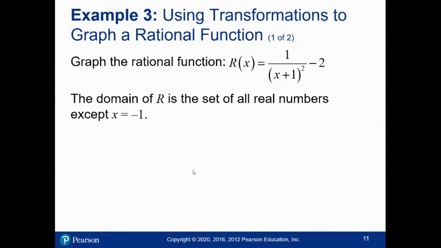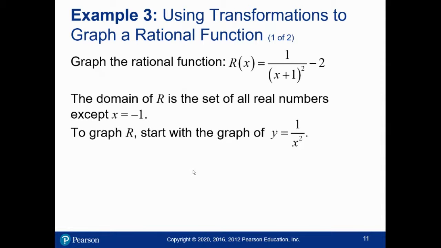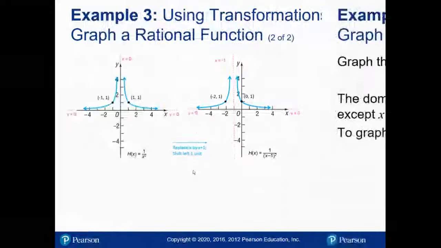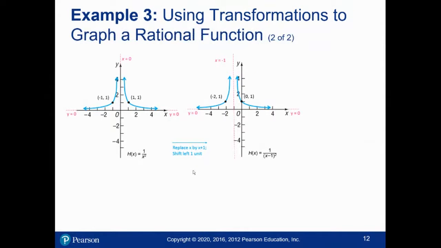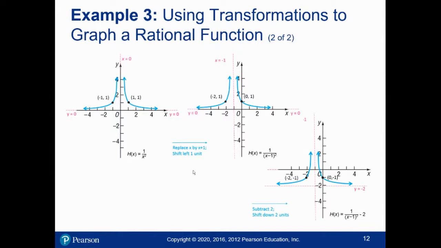So the domain is everything except -1, because that's where that denominator would be 0. What we're going to do is we're going to start with the graph we just did, but it shifts 1 to the left, and then it shifts down by 2. So we started with the graph of 1 over x squared. Okay. Here's what we're working towards. And the first step is shift left by 1, then do the -2 to go down by 2.